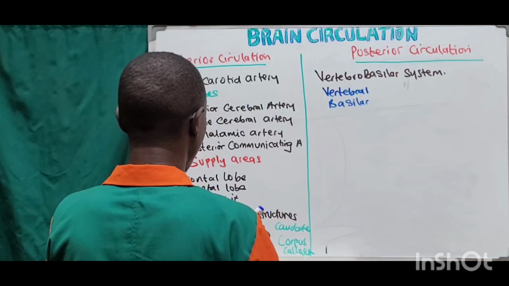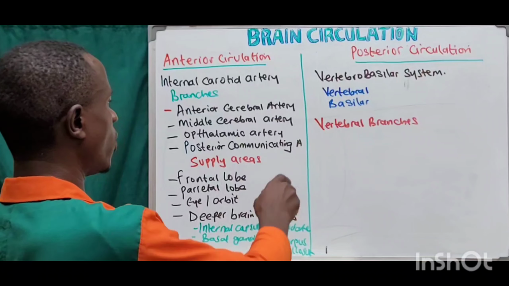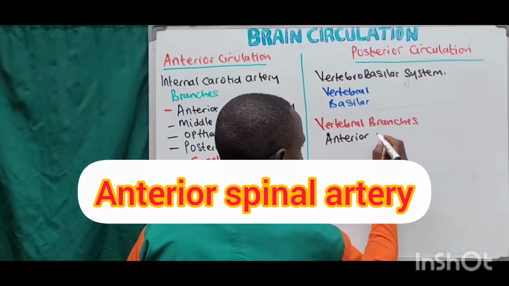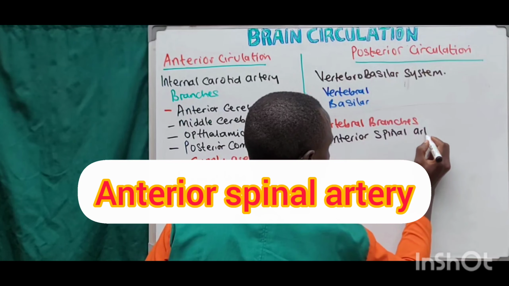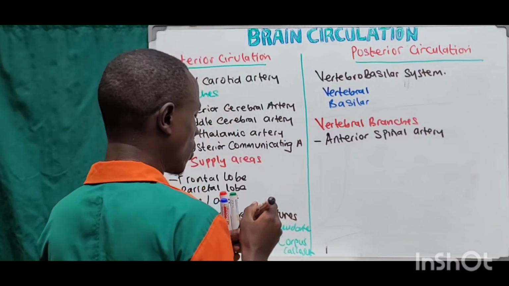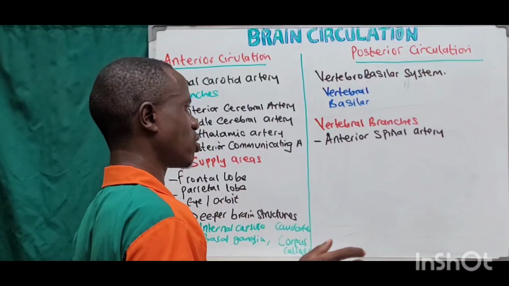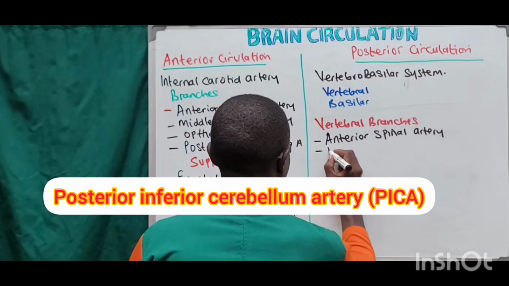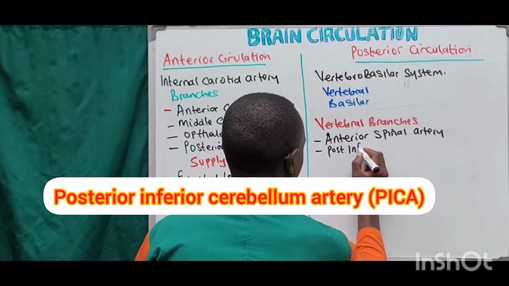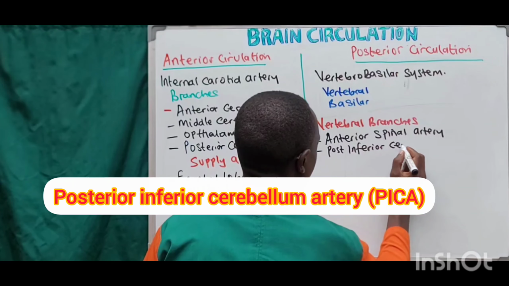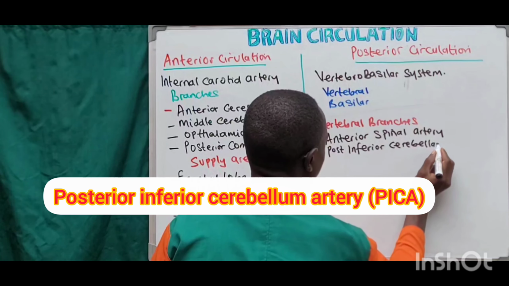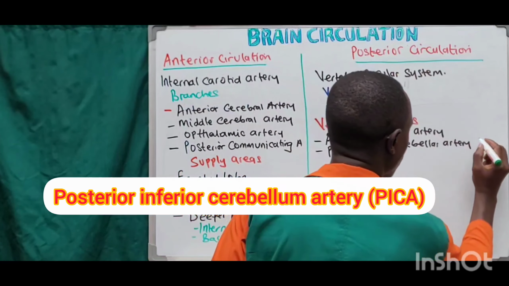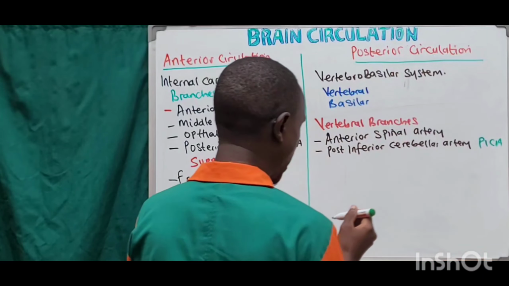We shall start with the vertebral branches. Now, when we talk about the vertebral branches, the first one is the anterior spinal artery. That one is going to be supplying approximately two thirds of the spinal cord. And then the second one is the posterior inferior cerebellar artery, which at times is written as the PICA.